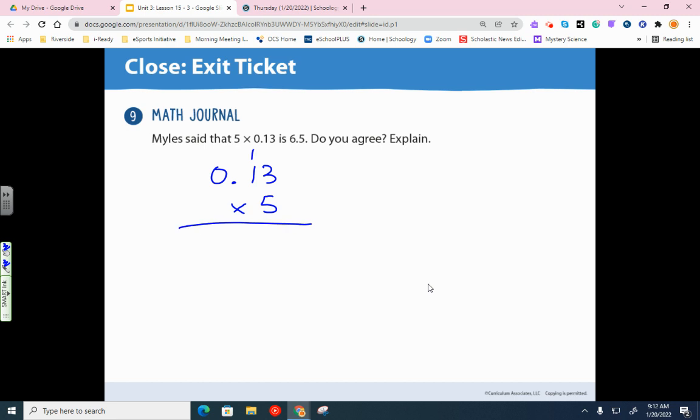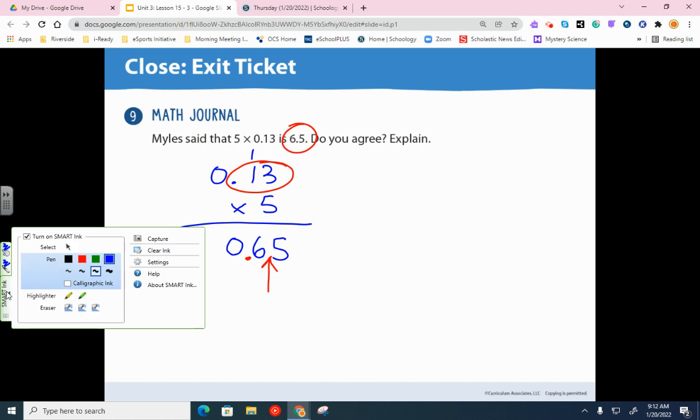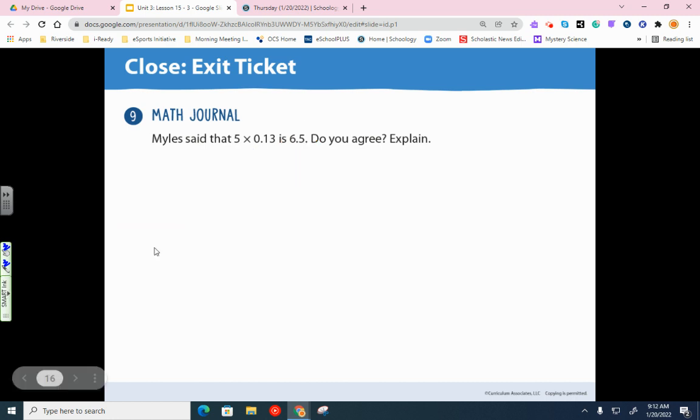5 times 3 is 15. 5 times 1 is 5. It's 6. 5 times 0 is 0. So we've got 2 place values. So actually the answer is 6500ths. If you look at what he did, he put an answer as 6.5. So obviously he put his decimal point in the wrong spot. So just again, if you're careful with your decimal place value, where your placement is, you should do okay.